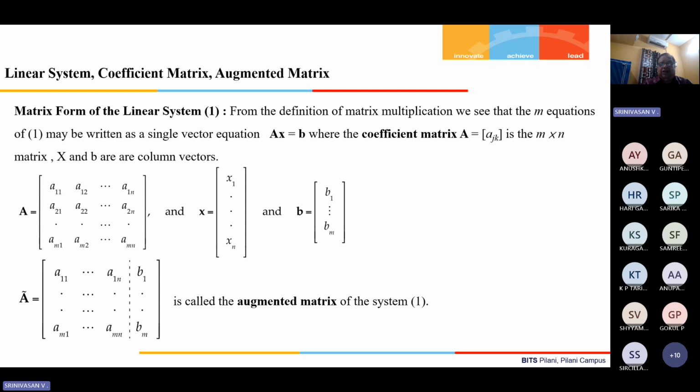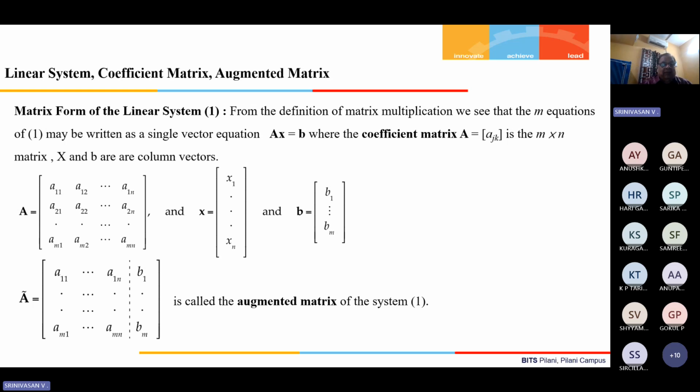AX is a matrix multiplication. A is of order m by n. X is of order n by 1. m by n, n by 1. The n and n are the same. So the result is m by 1. That means the resulting matrix will have m rows but only one column.